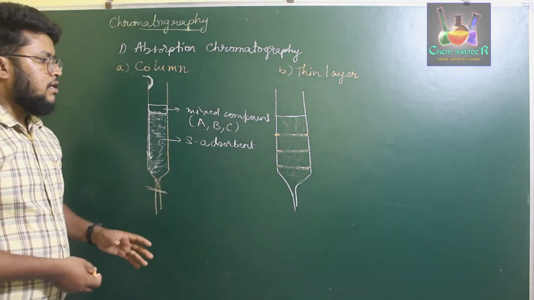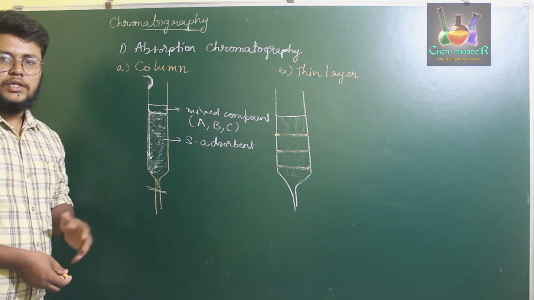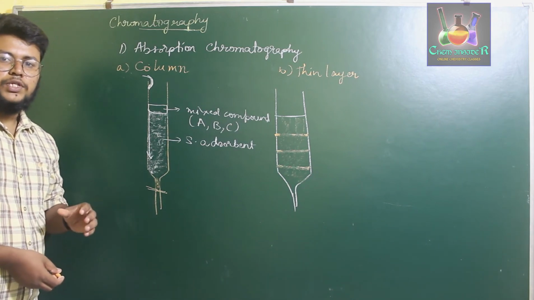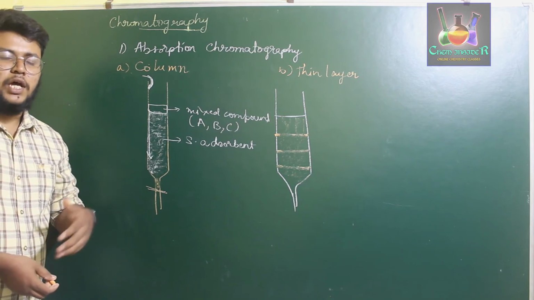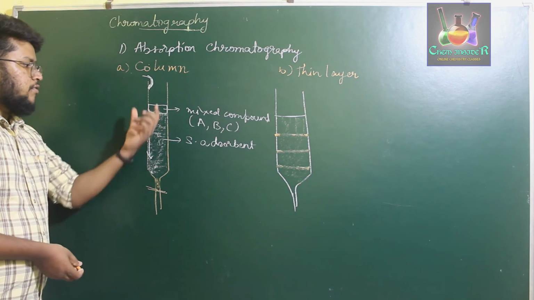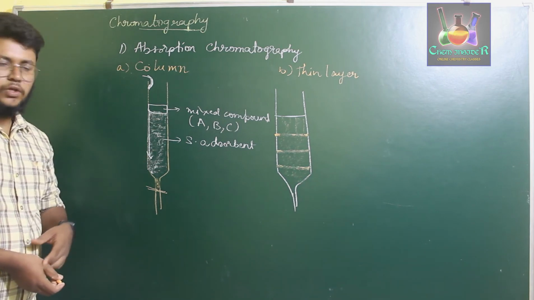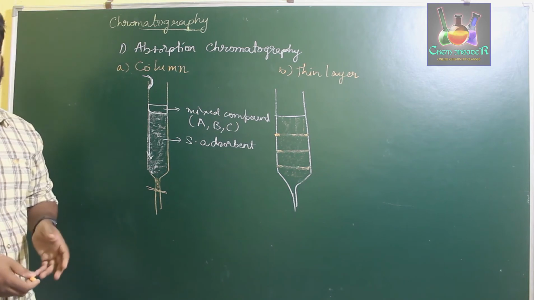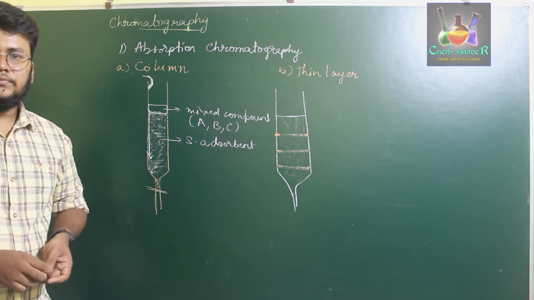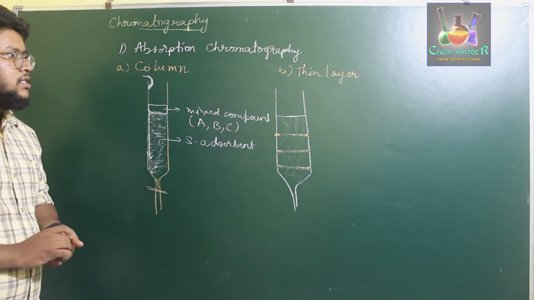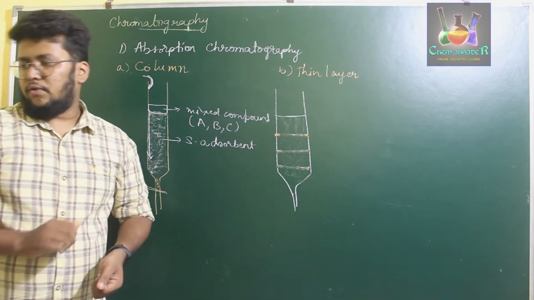Okay, so this is the process of extraction or purification of organic compounds which are adsorbed, which have different adsorption ratios. So this particular method which we are using in a column glass tube is called the column chromatography technique. Okay, so this is the first type of adsorption process. Next is thin layer chromatography.